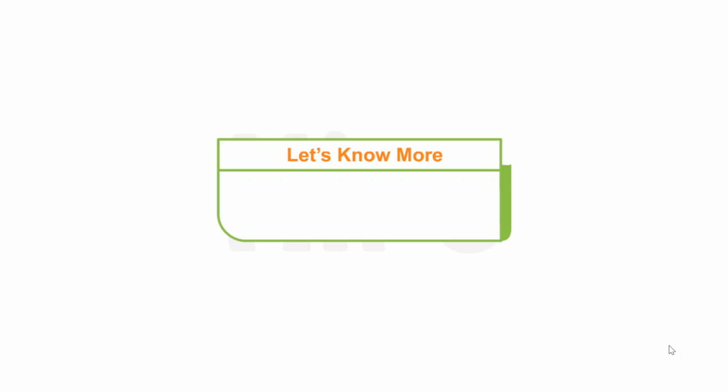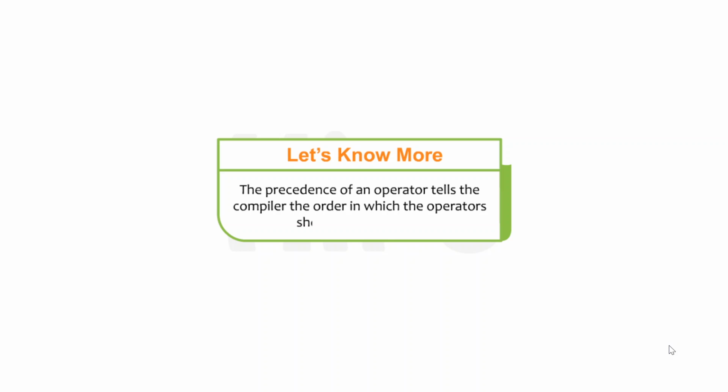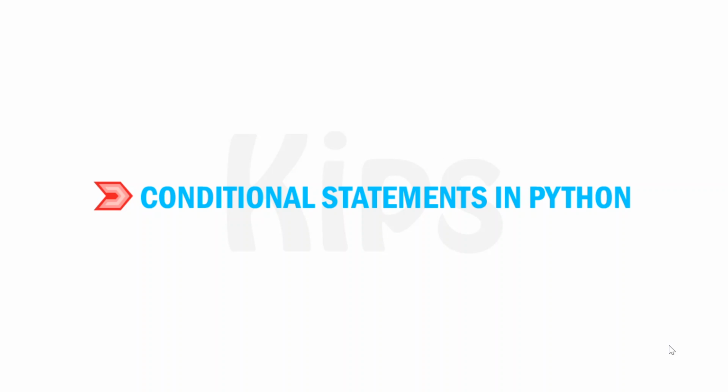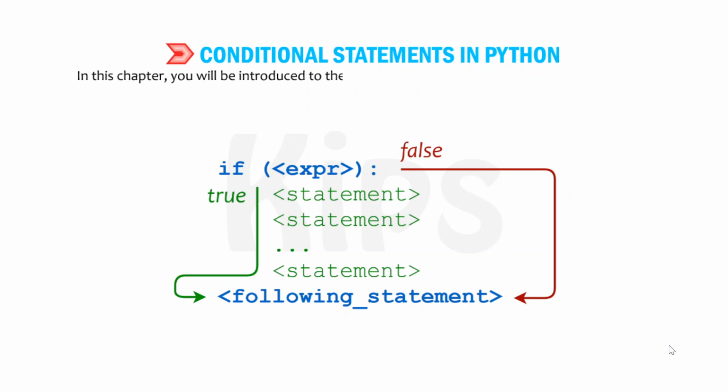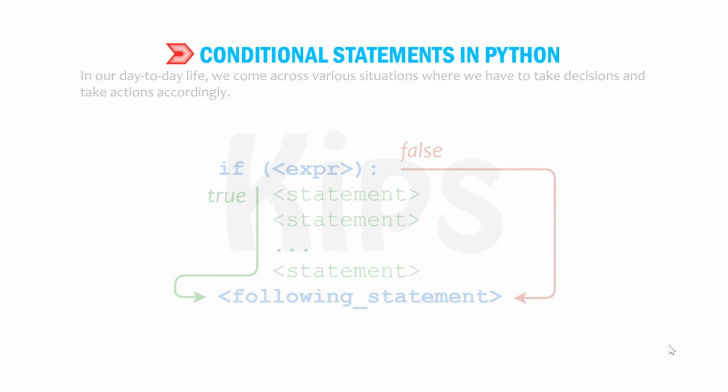Students, let's know more. The precedence of an operator tells the compiler the order in which the operator should be evaluated. Students, let us understand conditional statements in Python. In the previous chapter, you have learnt about the basic elements of Python. In this chapter, you will be introduced to the concept of conditional branching and the various control statements available in Python. In our day-to-day life, we come across various situations where we have to take decisions and take actions accordingly.